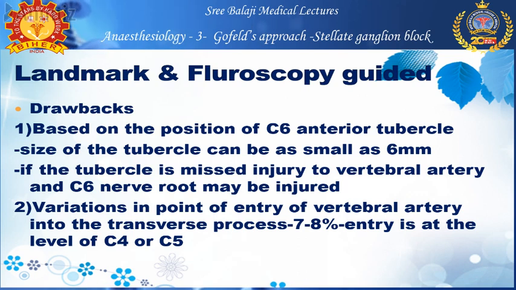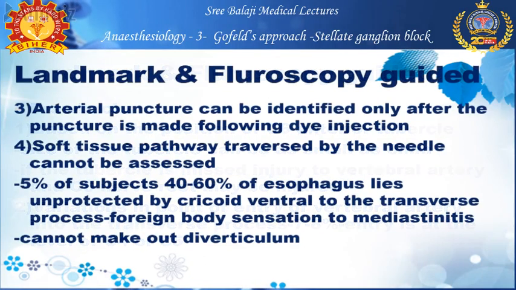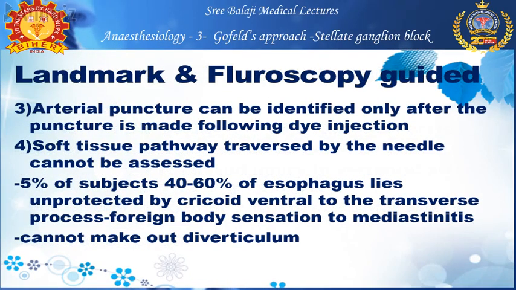The next problem is variation in the point of entry of the vertebral artery into the transverse process. See, though the vertebral artery enters at the level of C6, there are possibilities in 7 to 8% of patients where the entry level of the vertebral artery may be at the point of C4 or C5, thereby exposing the vertebral artery to injury. And the third important point is arterial puncture can be only identified after the puncture is made in both landmark as well as fluoroscopy guided technique.